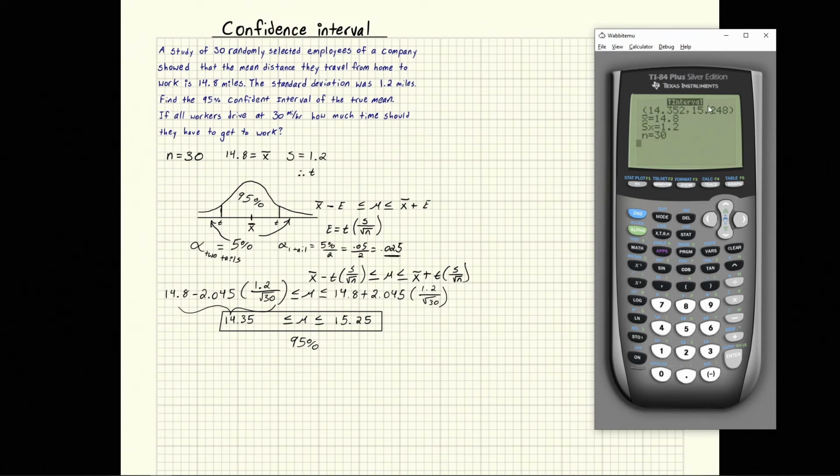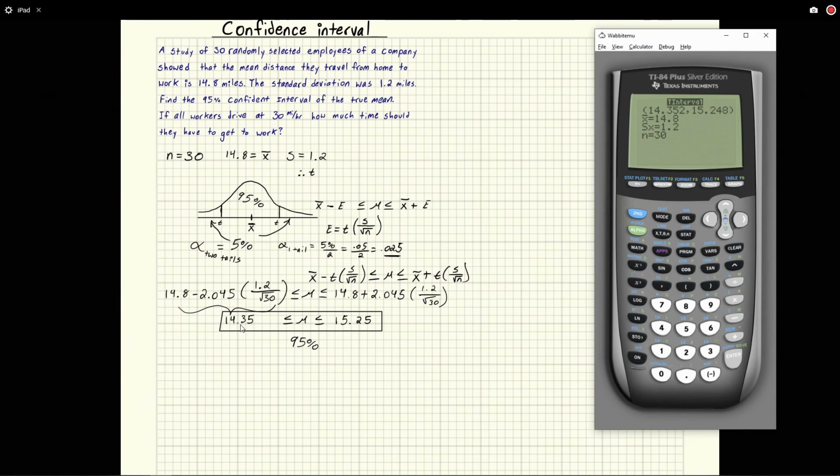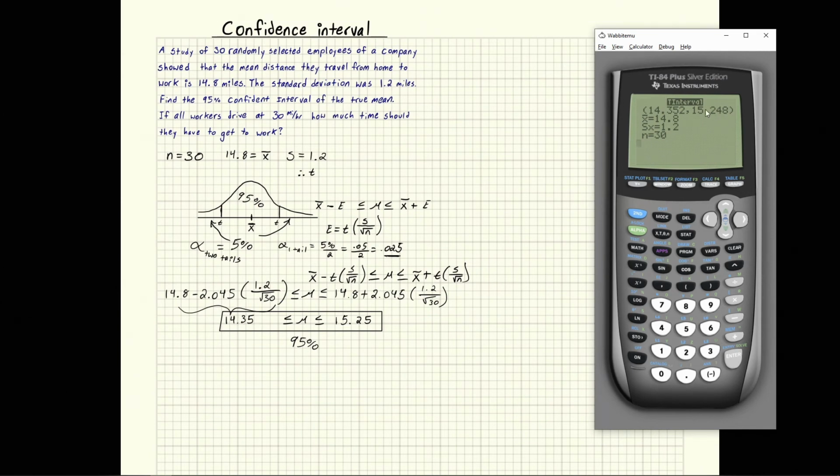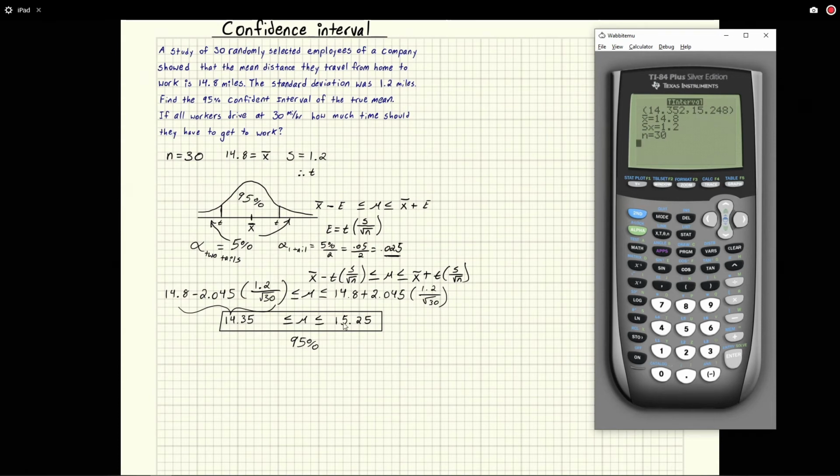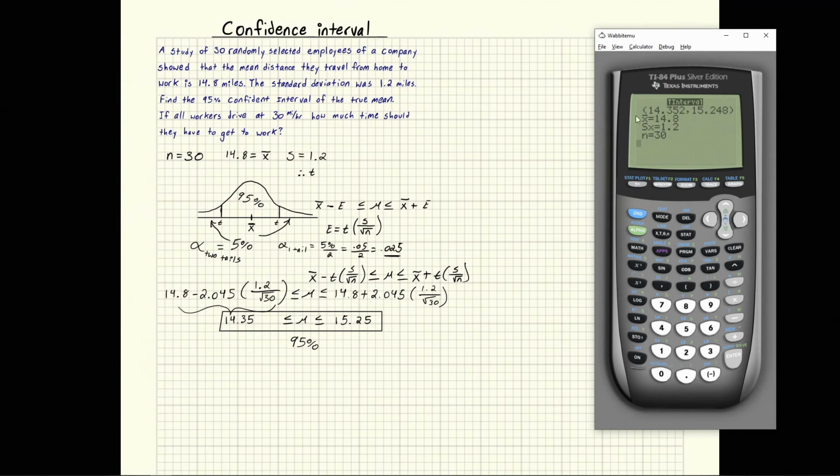And here we go. This is given in interval notation. If you're not familiar, it's just a way of writing that we start at this point and we go to this point, so it includes all the points between these two values. So it goes from 14.35 to 15.248, which, if we round, is exactly what we got with our formula. So this is another way to do it. This way is extremely easy to do.